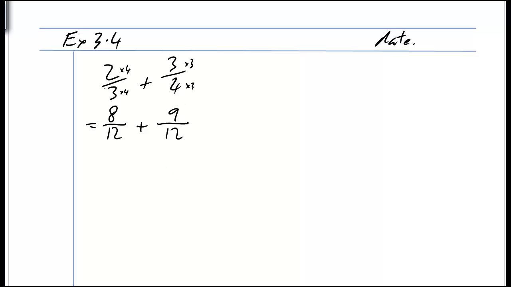So we've rewritten that sum as 8 on 12 plus 9 on 12. Now all you do is you add together the numerator at the top. So 8 plus 9 is 17 on 12, and let's write that as a mixed fraction. So 12 goes into 17 once with 5 remaining, so the answer is 1 and 5 on 12.